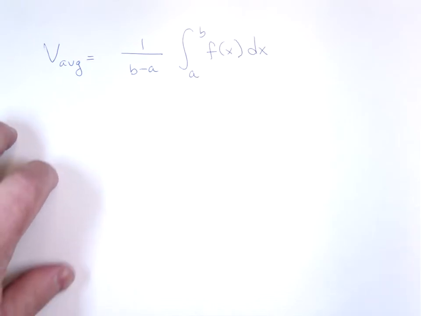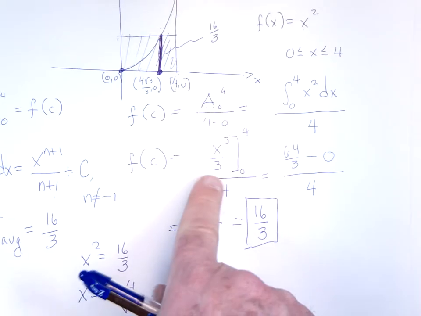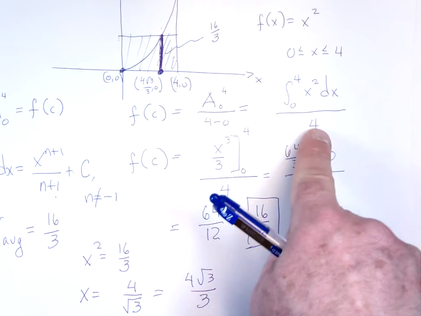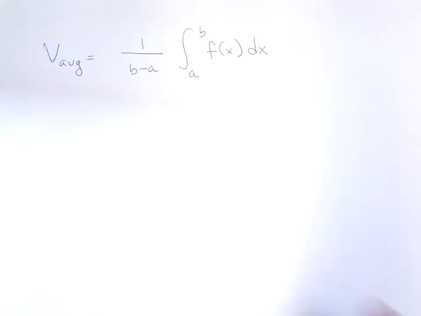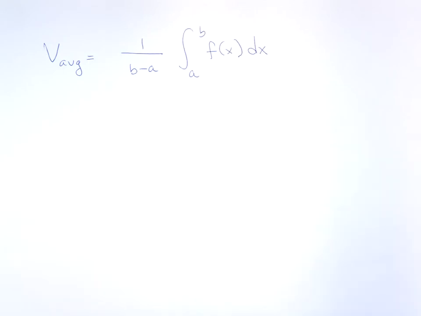And please note, that's what we just did. When we did this right here, we did the integral over b minus a. That's what this is. That's the average value. Now, does that have any practical use? Probably. Yeah, it does.